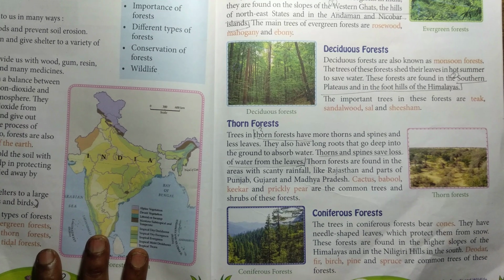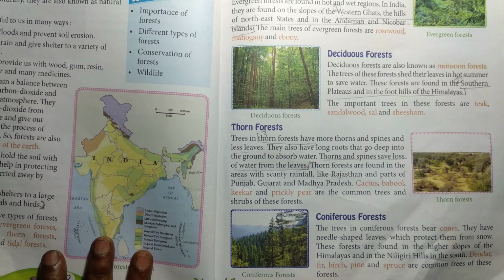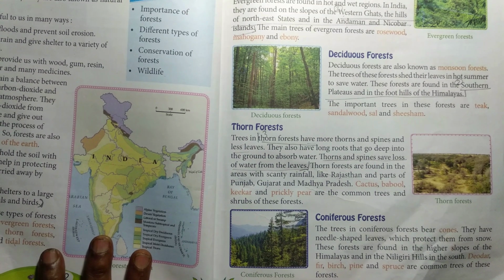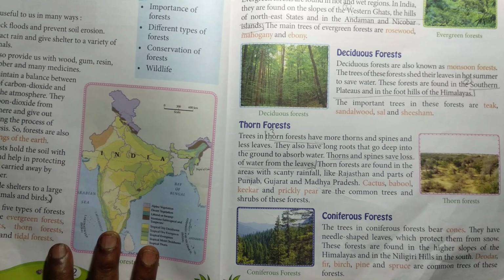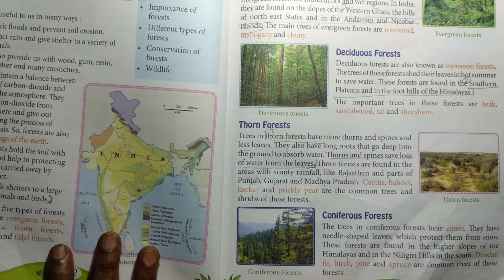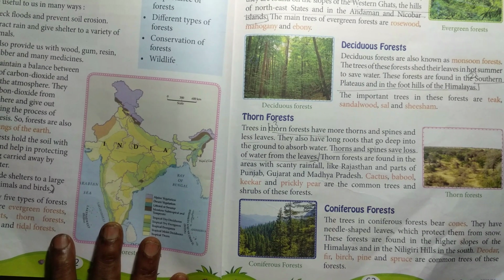Thorn forests are found in areas with scanty rainfall like Rajasthan and parts of Punjab, Gujarat and Madhya Pradesh. Cactus, babul, kikar and the prickly pear are the common trees and shrubs of these forests.